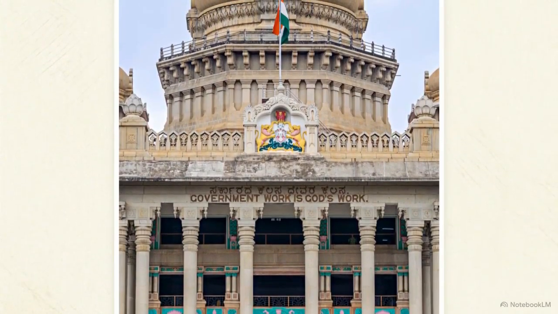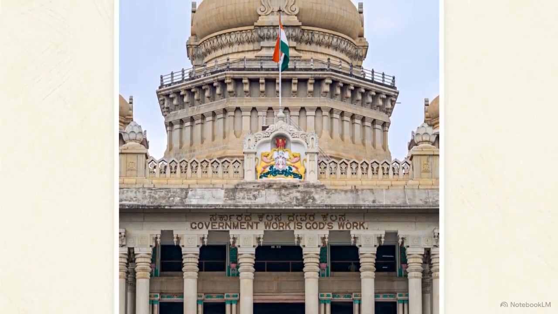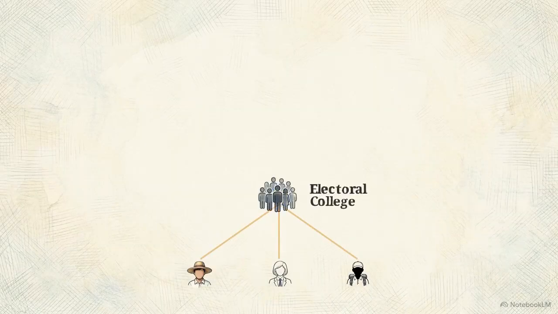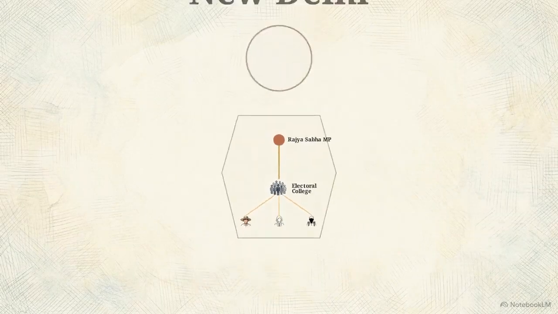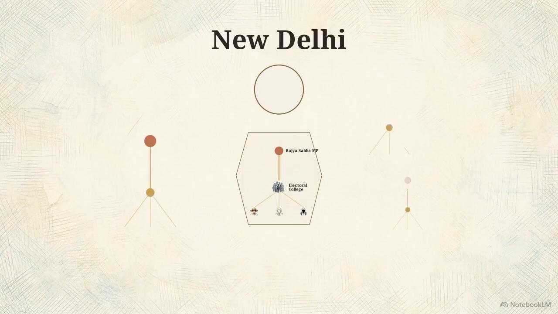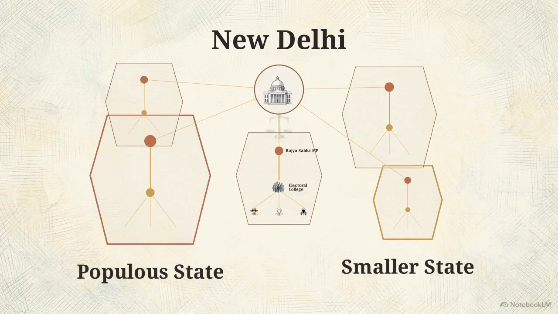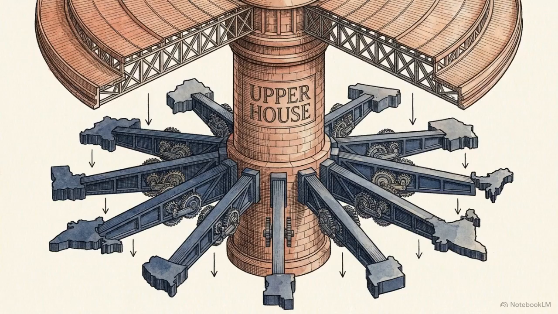Instead, they elect state legislators, known as MLAs, who work in assemblies like the Vidhana Sabha. These MLAs form an electoral college, voting for Rajya Sabha members to represent their state in New Delhi. This indirect pathway creates federal balance, preventing massively populated states from ignoring the needs of smaller states. The Rajya Sabha acts as a structural safeguard for India's federalism, ensuring national laws respect the unique realities of every state.